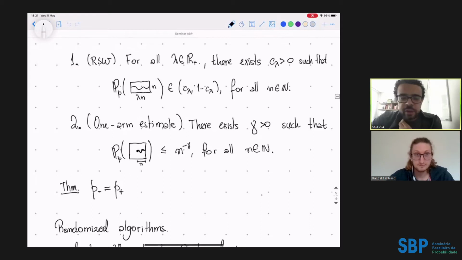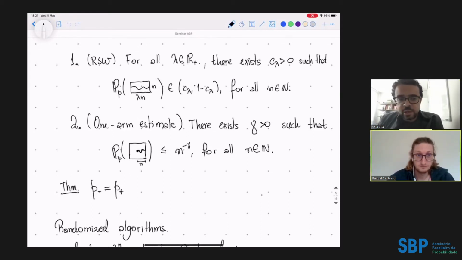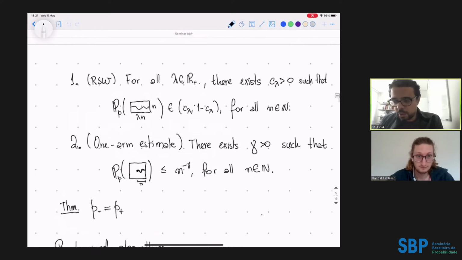Rangel, may I ask maybe a very stupid question? Mm-hmm. Is it clear from the definition that P minus is smaller or equal to P plus?